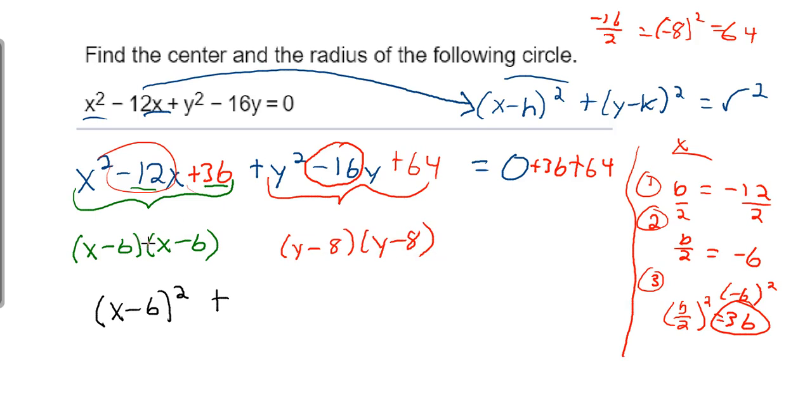Let me just point out that in both of these cases, the shortcut would have worked, right? So the number you end up with inside the factor is what you had here in step 2 when you divide it by 2, right? b divided by 2 is negative 6. Negative 6 is what I get in my factor. Here, the b divided by 2 is negative 8. Negative 8 is what I end up with here. So I'm going to have y minus 8 squared.